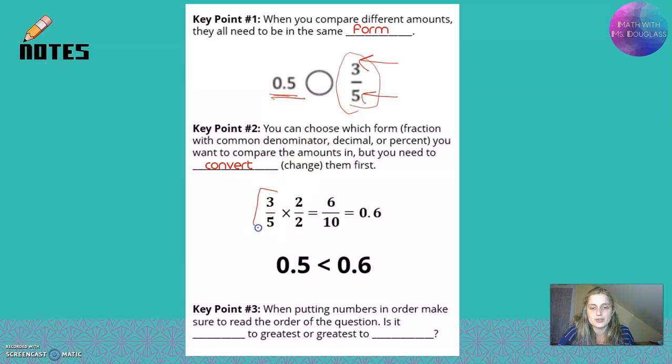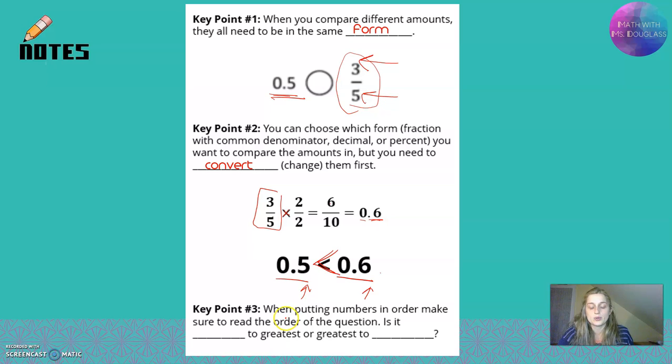So I have my 3/5 right here. I'm going to multiply it times 2 over 2. That gives me 6/10. I know I can write 6/10 as a decimal because here's the 6 in the tenths place. Now I can say, oh, okay, this decimal versus this decimal, I'm comparing in the same place value. 6 is bigger than 5, so 6/10 is greater than 5/10. Or if you read it from left to right, 5/10 is less than 6/10.